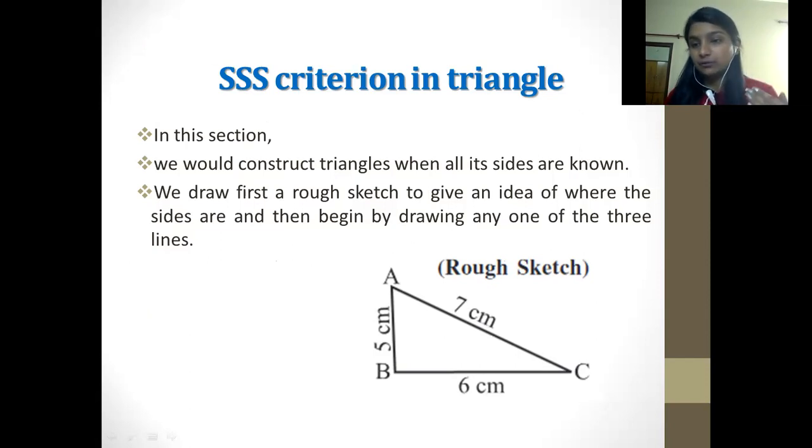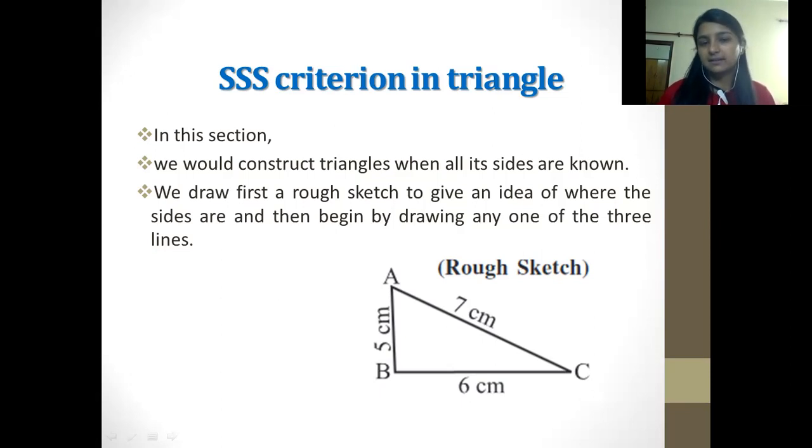Okay, so what is actually the SSS criteria in a triangle? SSS is the full form of side, side, side. That means we have 3 sides in a triangle which, as you can see from the figure, are different in their lengths. One is 5 centimeter, then 7 centimeter, then 6 centimeter. So it is a rough sketch which has been drawn in front of you. Now how can we solve it? We will be constructing it afterwards. First of all, understand the side, side, side criteria of a triangle.